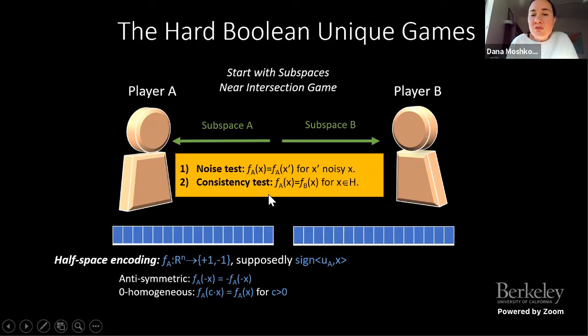The other thing you can do is check that those two functions actually agree on the hyperplane. If they're supposed to be the same on the hyperplane, then you can test it. This is again something that you can do with a unique test. The other thing you can do is various linearity tests on this function. But this is it. This is the entire Boolean unique game.